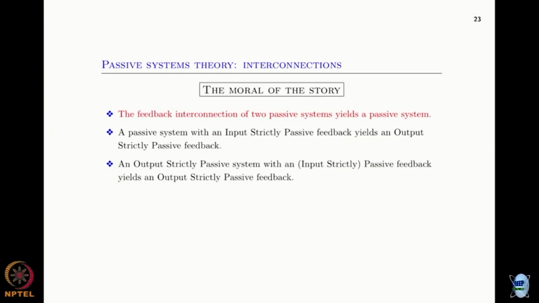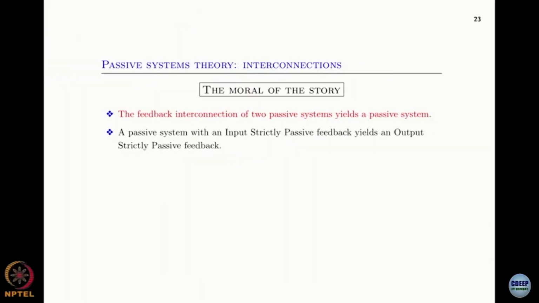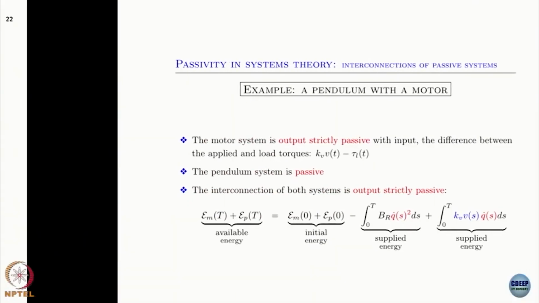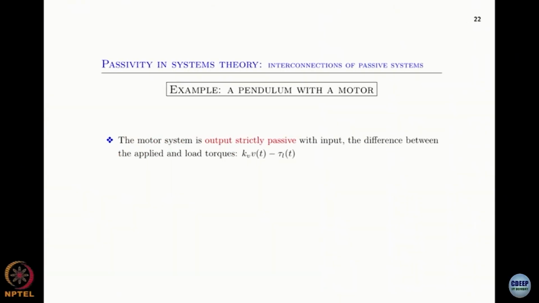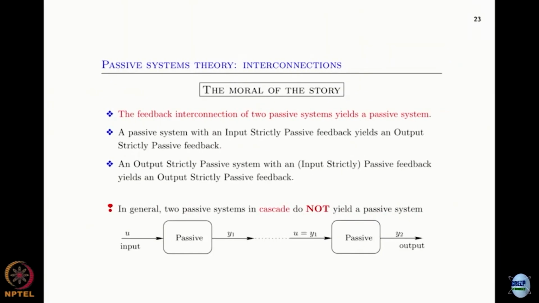In this case, the output is assumed to be Q dot. The output is Q dot, velocity. There is no passivity with respect to Q. And one thing to remember is that passivity is conserved when you interconnect systems in feedback.